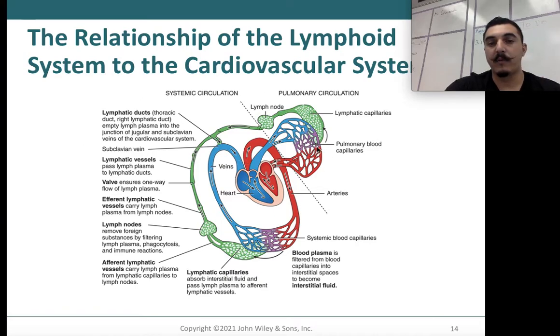So if you look here at the pulmonary areas, there's a similar system: pulmonary blood vessels, systemic blood capillaries, filtration going through, lymphatic capillaries, and lymph nodes over here near the lungs.